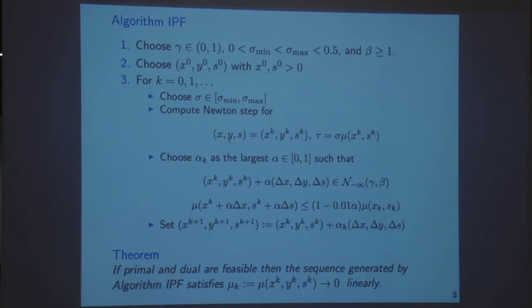Now, in practice, you would do something that is even a little more hacked version of this. You wouldn't even worry about the neighborhoods. You would just take a very aggressive step length, almost 1, ensuring that your x and s remain positive.